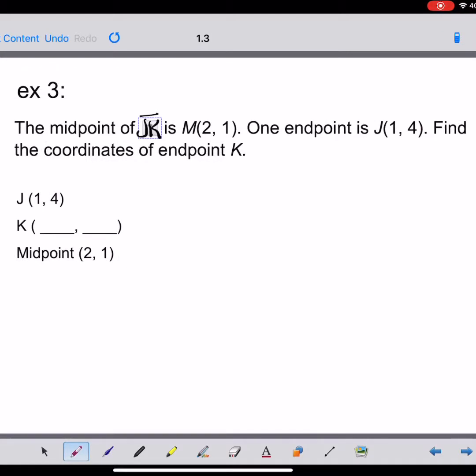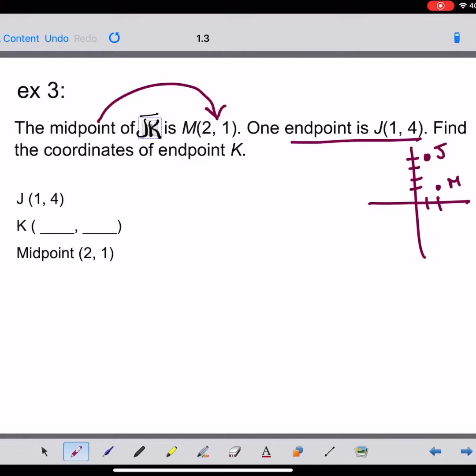Example 3 is a little bit different because they give you the midpoint. They're telling you the midpoint is 2, 1. The endpoint is 1, 4. So if I do a quick sketch again, this is my endpoint. This time, though, 2, 1 is my midpoint. So I'm going to have some other endpoint that is an equal distance away from J, but in the opposite direction. So I'm still going to use my same exact formulas. It's just that now I'm given different information.